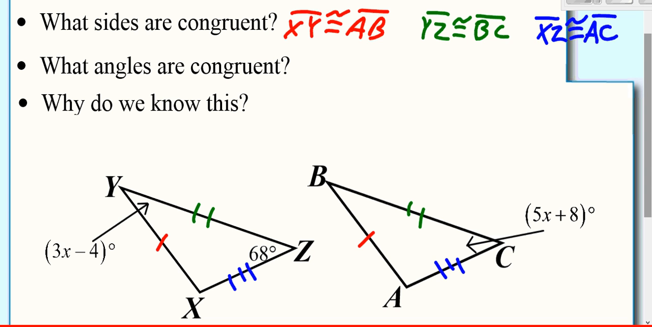Angles go kind of the same way. Angle X goes with angle A. So angle X is congruent to angle A. Angle Y, we got to put two arcs this time because we're moving on to our second angle, is congruent to angle B. And then our last one down here is angle Z. We've got to go up to 3 arcs, congruent to angle C.